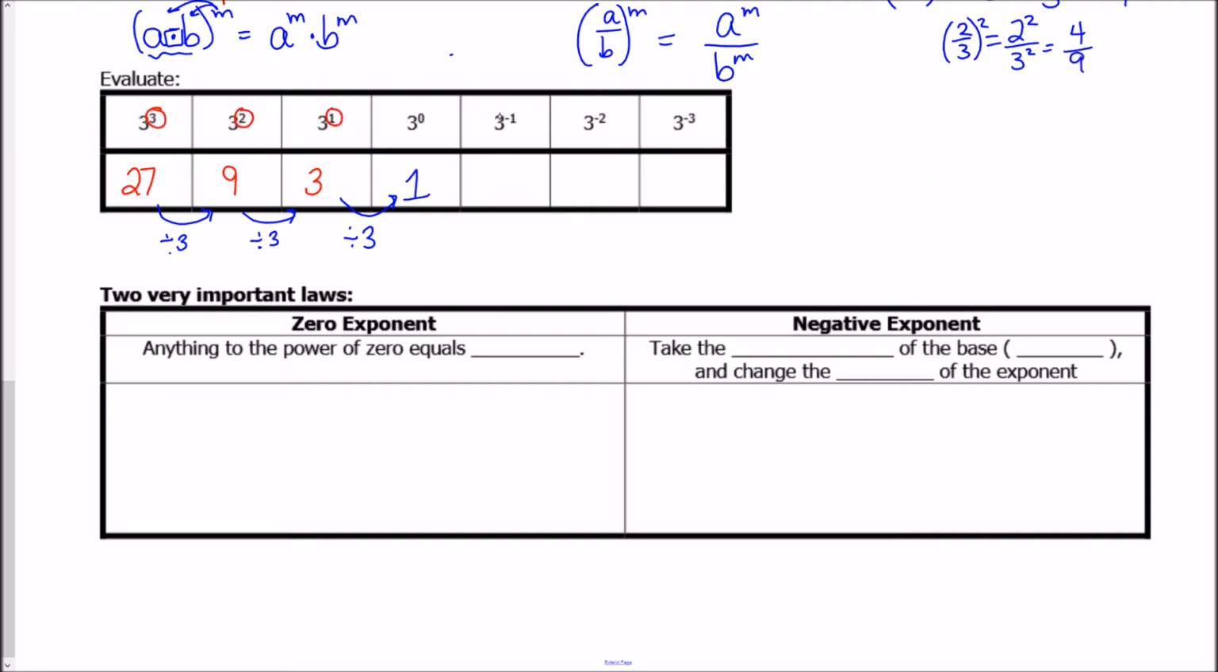This 3 to the power of 0 went down to 3 to the power of negative 1. So we're also going down by 1. We're still continuing that trend with my exponents. So same thing here, I'm going to want to divide by 3. Now, I'm not actually going to type that into my calculator. I'm literally going to write 1 divided by 3, or 1/3. Okay, then to get to my next one, I'm going to divide by 3 again.